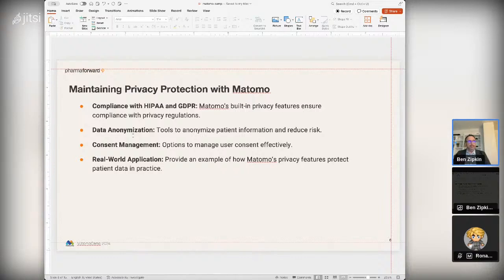Also, from a data anonymization standpoint, it's very critical for healthcare websites, as protecting patient information is incredibly important for reducing liability and handling risk. Allowing users to have full control over what data they accept is important from a consent standpoint.